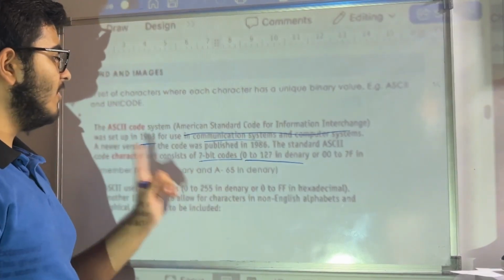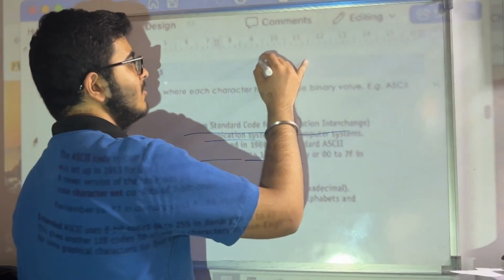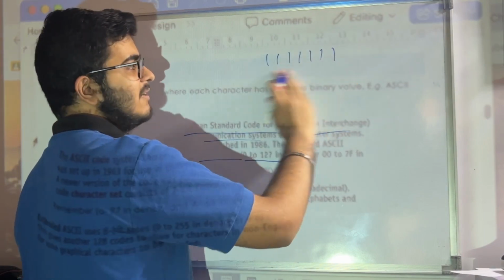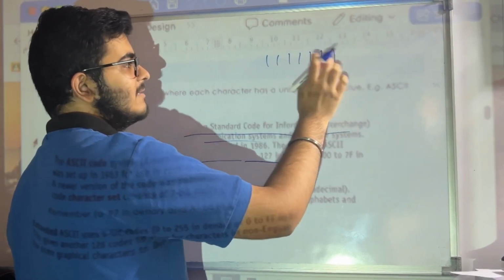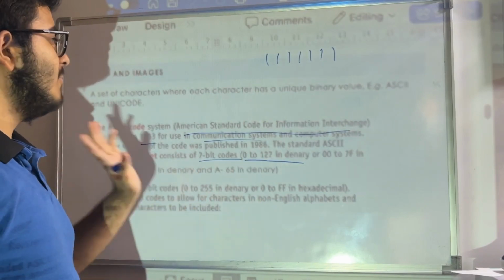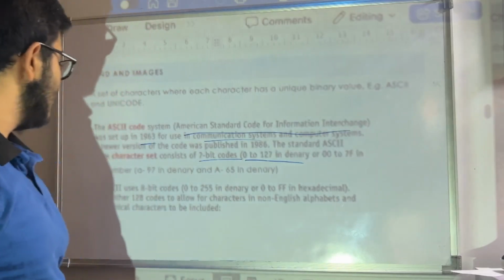So maximum number of bits, 7-bit, right? So the maximum number of 7-bit is going to be, right? This is the maximum 7-bit number, 1, 2, 3, 4, 5, 6, 7. If you convert that to denary, you're going to get 127. So it can store 7-bit codes, binary codes, right?